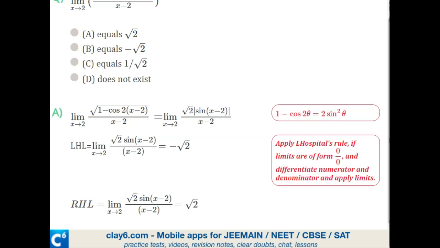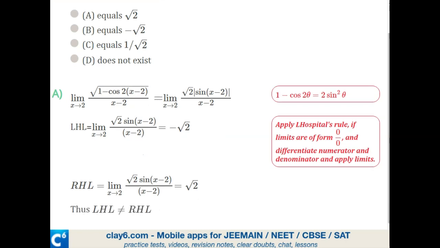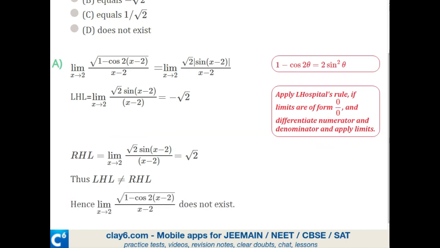So the trick here is that the left hand limit and the right hand limit are not the same. That is exactly why the answer is that the limit does not exist. So the answer is D here.